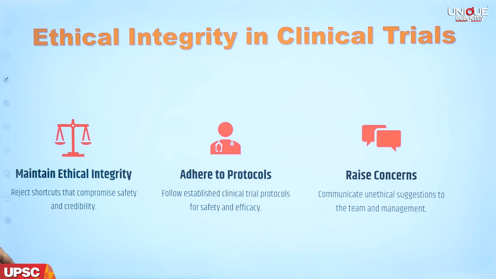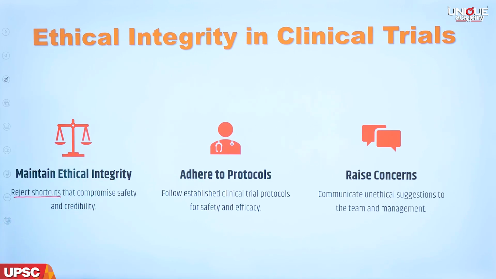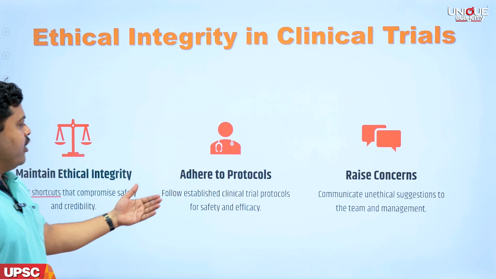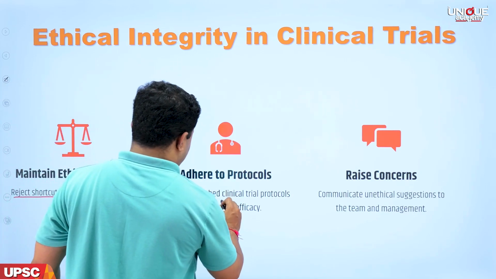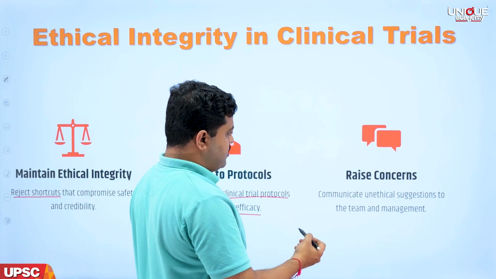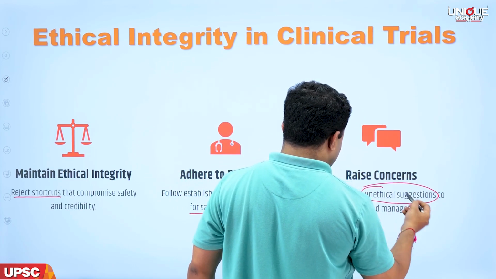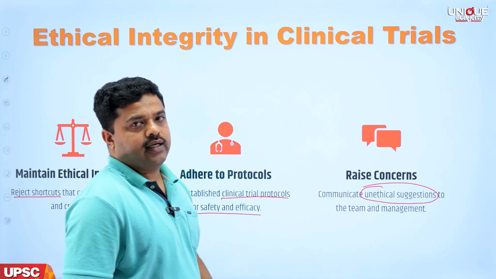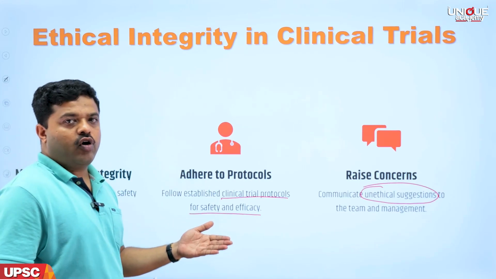पहले ऑप्शन देखते हैं. ऑप्शन ये होना चाहिए that maintain ethical integrity. So of course reject the shortcuts because it has larger implications. Okay, that compromises safety and credibility. Adhere to protocol which is established in the industry. So clinical trial के जो protocol है which are necessary for safety and efficacy उसको follow करना है. And raise the concerns. Okay, so ये जो unethical suggestion आ रहे that is very upsetting, very disturbing. तो ये आपको senior management को बताना चाहिए कि ये ऐसे हो रहा है which is harmful for the long term reputation of the organization.